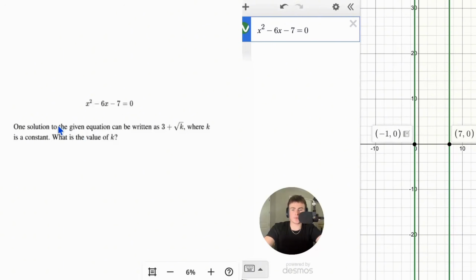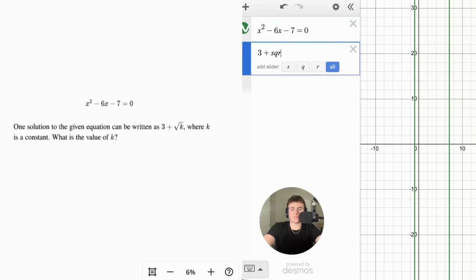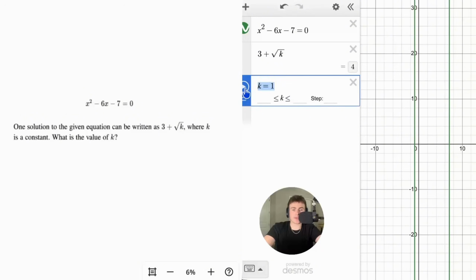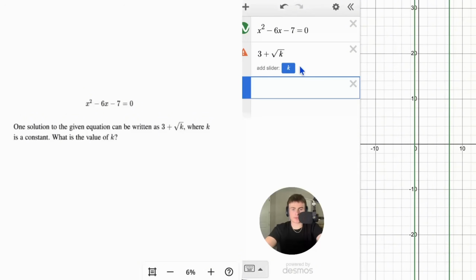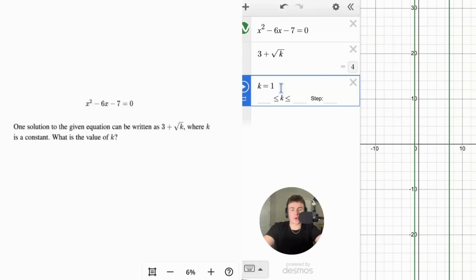And it says one of these solutions can be written as 3 plus root k. So 3 plus root k. And then you can add a slider here. So just to reiterate what I said in the first video, a slider just assigns a variable to this constant. So I'm going to add a slider. By the way, it's not always going to be a blue box, okay? Sometimes it will be just manually typing. So I'm going to type in k equals 1 on a new line. I think it's good practice to just type it in because you're not always going to get the blue box.